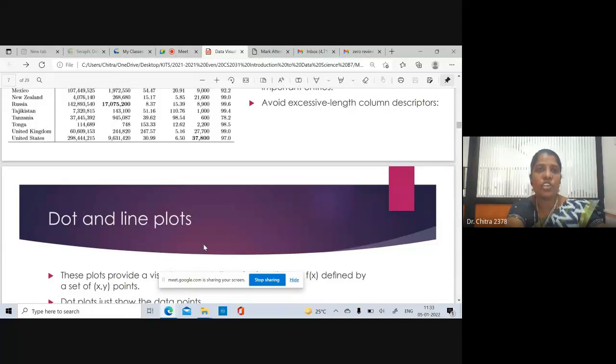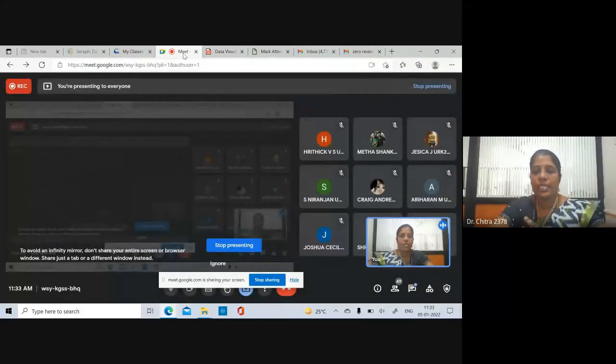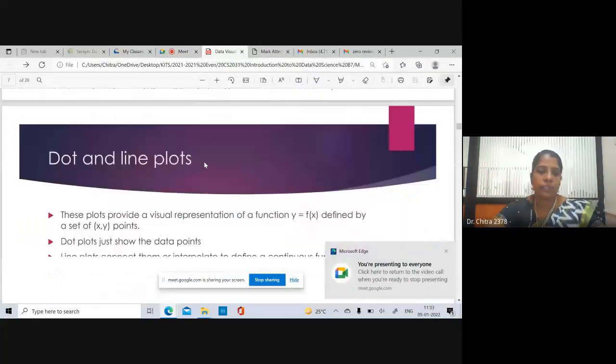What's the difference between dot and line plots? Both are representing the same thing, but in the dot plots only dots are marked, but in the line plots the line as well as the dots are marked.